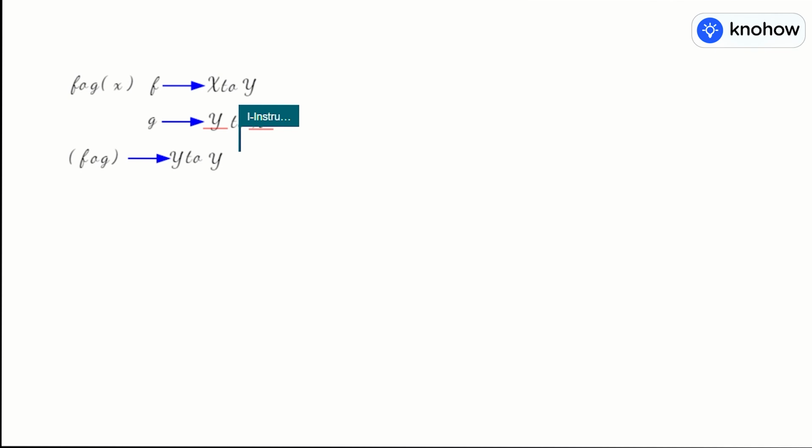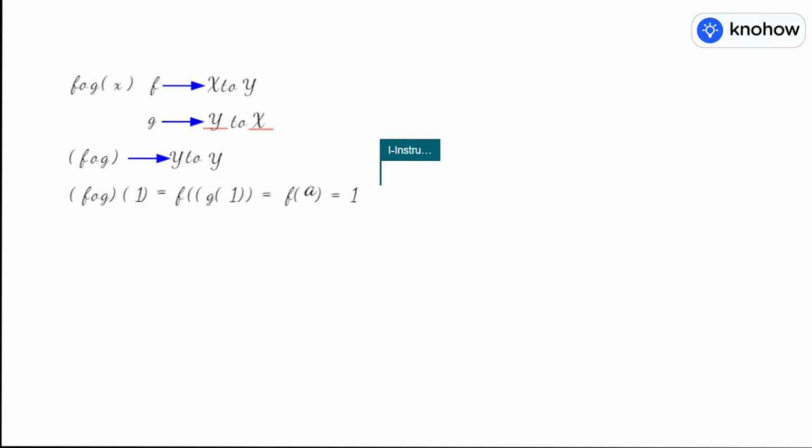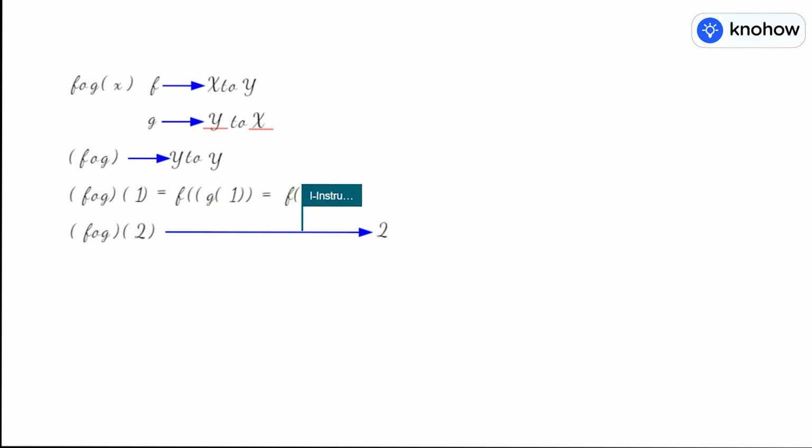So now let's see. What is FOG of, say, room number 1? By that you mean f of g of 1. Who stays in room number 1? Student A. So f of A means student A lives in which room number? 1. So FOG of 1 comes back to 1. Similarly, can you verify that FOG of 2 will come back to 2 and so on? So we can conclude that FOG of x is again x, comes back to the same element.